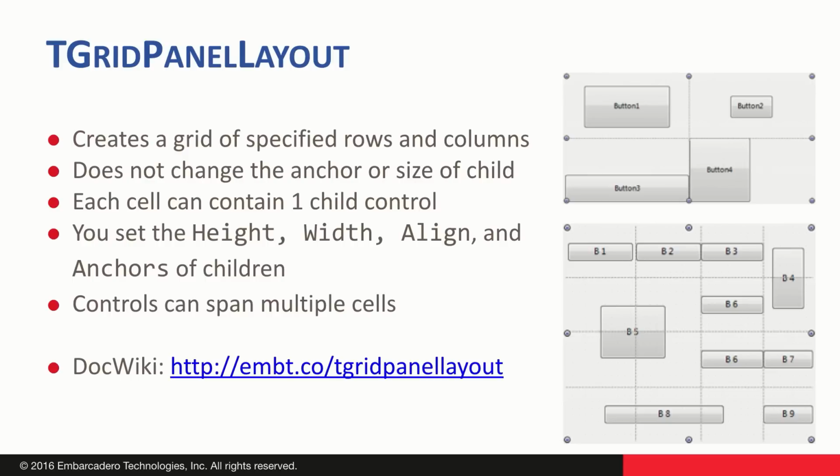So this reminds me kind of the HTML tables that you would make, where you would specify the table, and you'd say this is how big the table is, and you'd make a cell, and you can make a cell align multiple columns or align multiple rows. So that's the same sort of thing you see here. So you still set the height and width and alignment and anchors of each of the children, and then the grid panel just controls how they're laid out within the cells that you put them in.